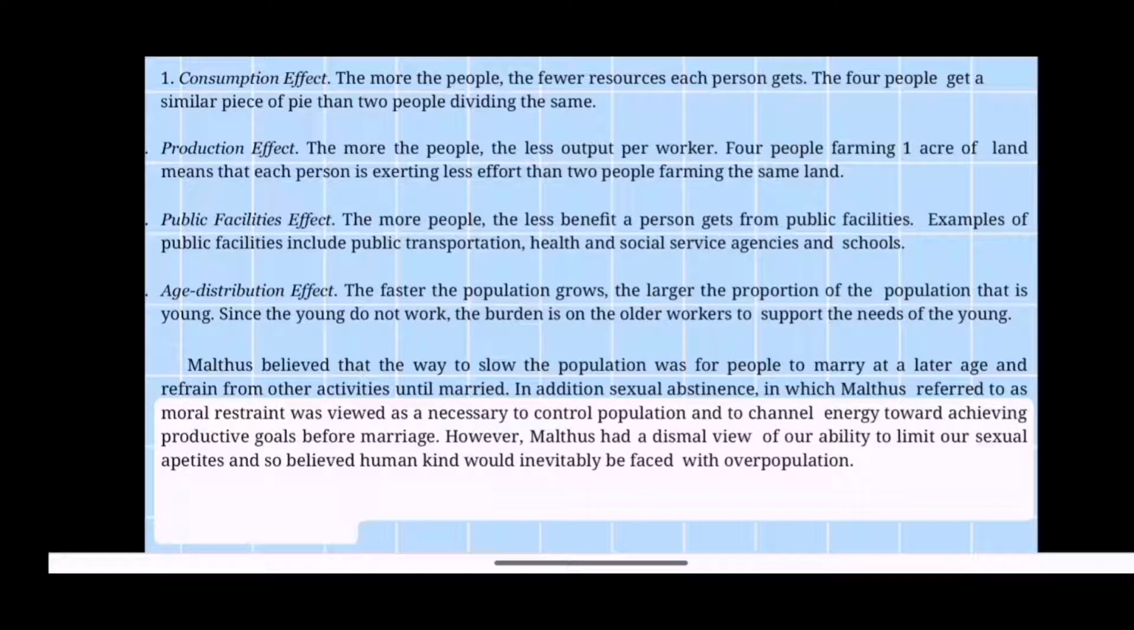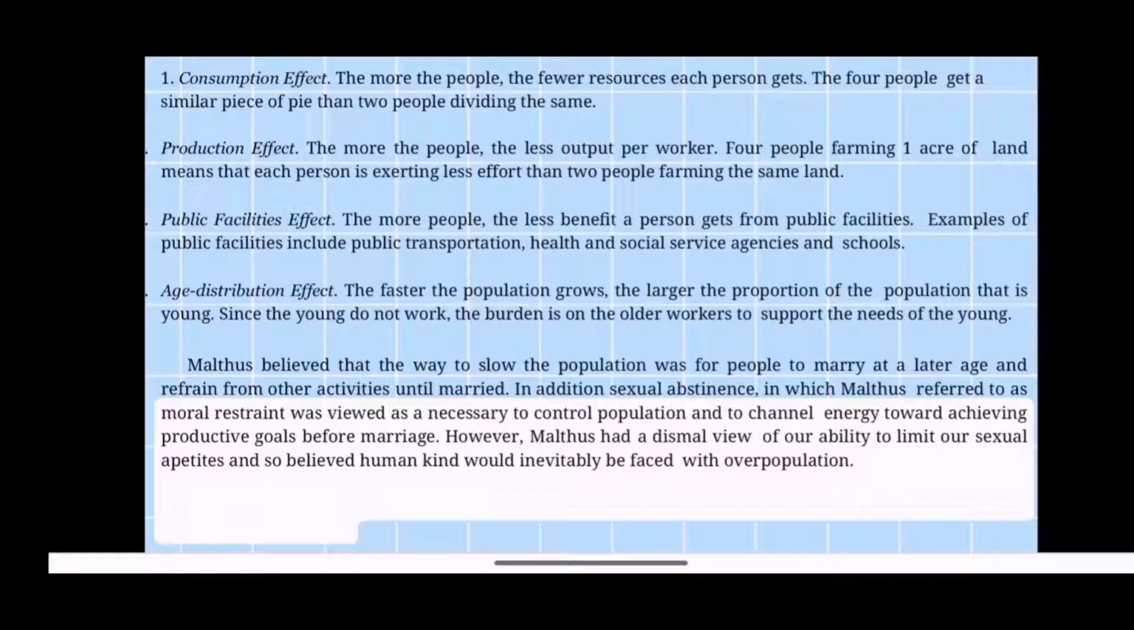That is, the faster the population grows, the larger the proportion of the population that is young. Since the young do not work, the burden is on the older workers to support the needs of the young. It is very common in a typical Filipino culture that kung sino yung matanda, siya yung nag-work for the youngest brothers and sisters. So therefore, Malthusian theory stated that sa mabilis na pagtaas ng bahagdan ng populasyon ay sa pagtaas din ng bilang ng mga taong walang trabaho na nagreresulta sa isang gawaing unethical.